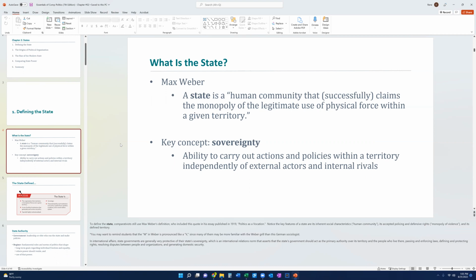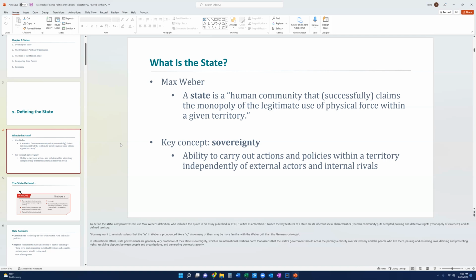Now, it's important that you understand that when you're talking about states, they're going to be very protective of their sovereignty. Sovereignty is the notion of a state's ability to carry out actions and policies within a territory that is independent of external actors and internal rivals. So, sovereignty talks about a state's ability to have laws in place and pass laws without the interference of other states, or without the interference of drug cartels or organized crime or terrorist groups within the state.